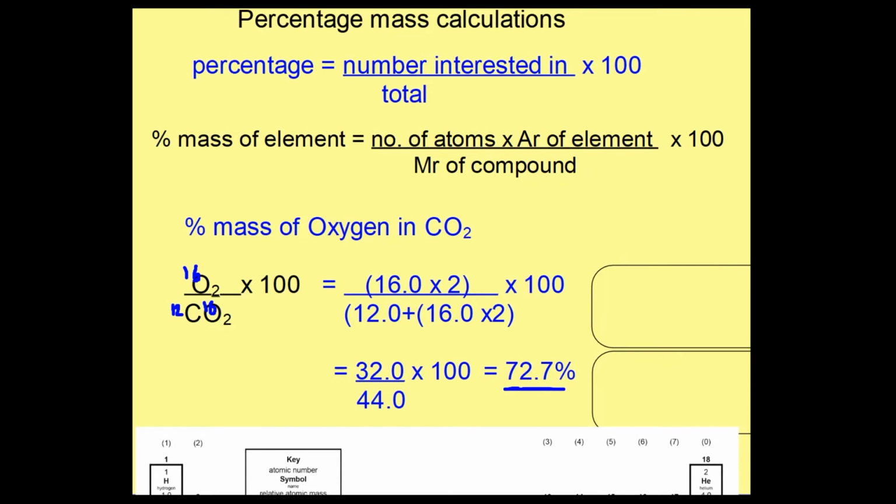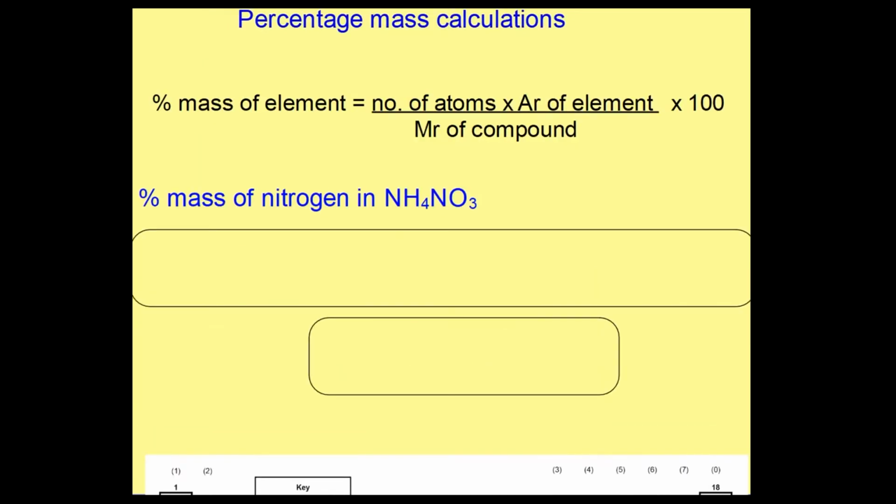Okay, I'll just do another one, slightly more complex. You can even have a go at it if you want. So how can they try and trick you in exams? Well, they might ask for the percentage mass of nitrogen in ammonium nitrate. It's not much of a trick, but obviously there's 2 nitrogens there. So by all means, pause the video now and have a go yourself and see if you come out with the same answer. I'll now go through the answer.